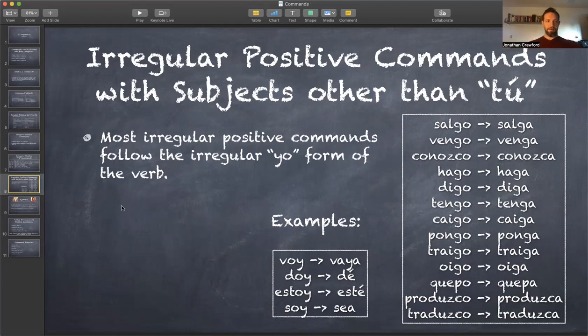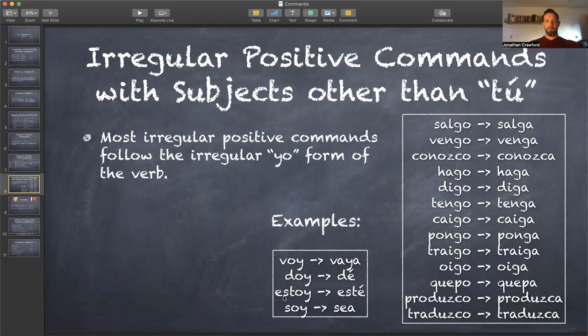All right, and then so these ones don't exactly follow the yo form. So voy turns into vaya. It's kind of similar, but not quite. Doy turns into dé, and it has an accent mark above it to distinguish it from de, the preposition de, which means of or from, depending on how you use it.